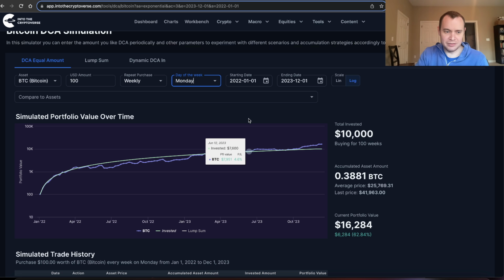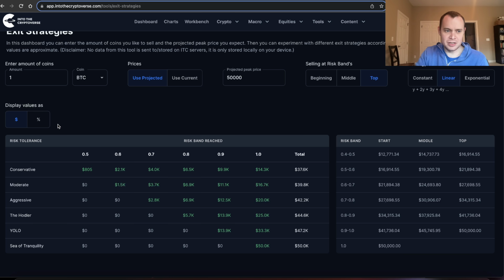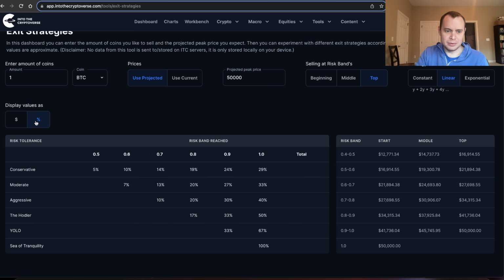The risk level stuff is on the paid tiers, but look, you don't need access to that to successfully navigate crypto, right? You don't. You just need to come up with a plan and stick to it no matter what. And then here the exit strategies are, and we could show it in terms of percentages. It might be a little bit more clear.